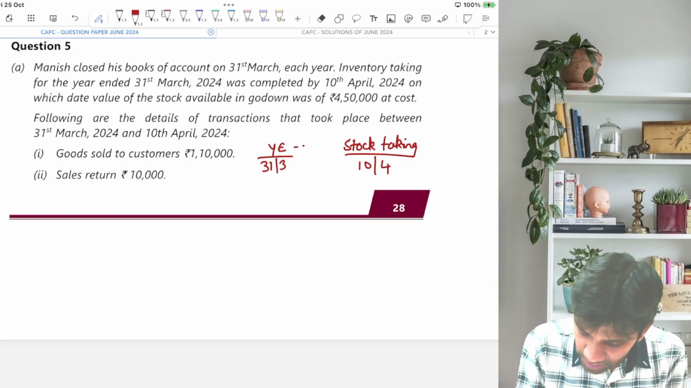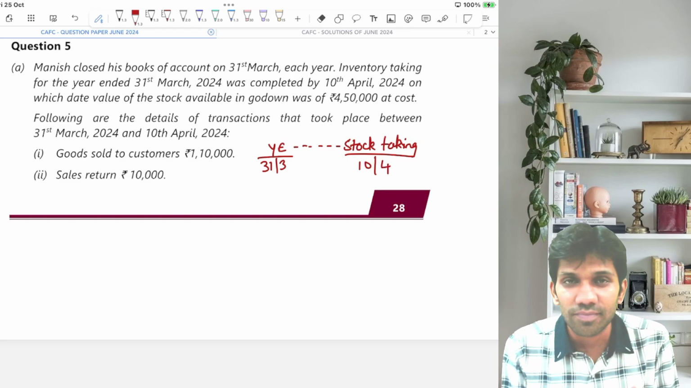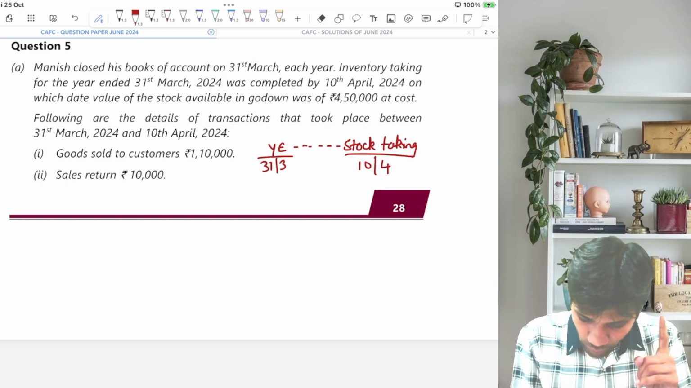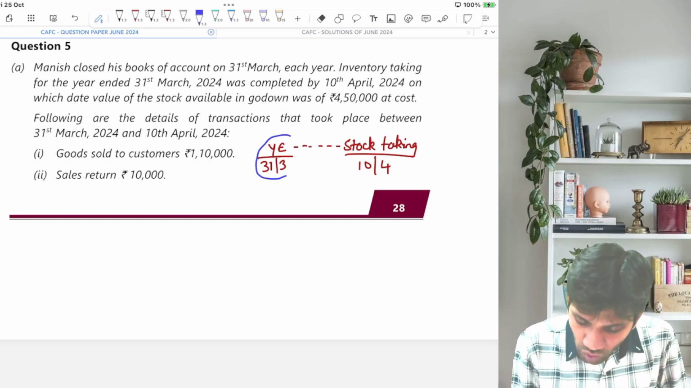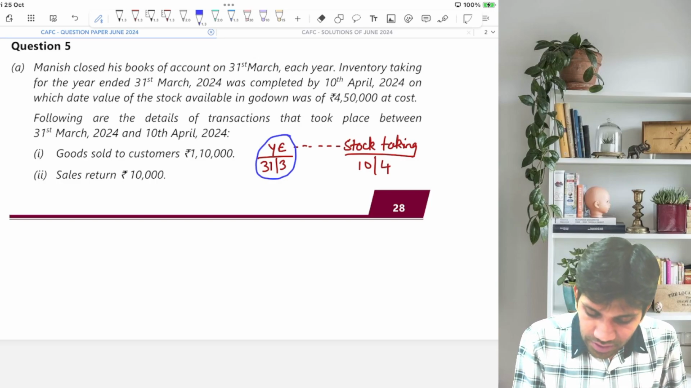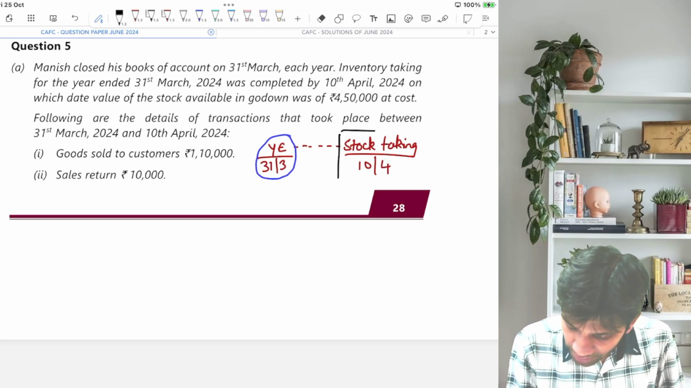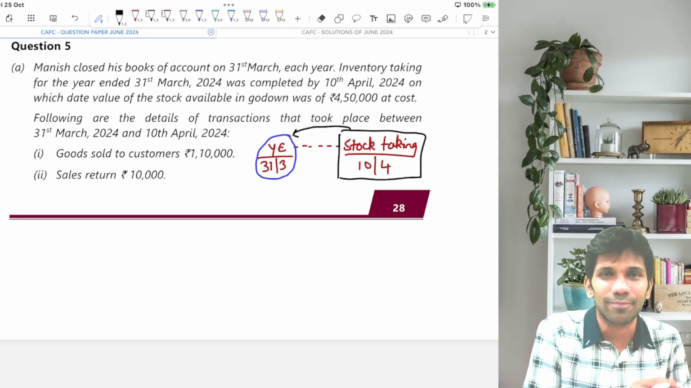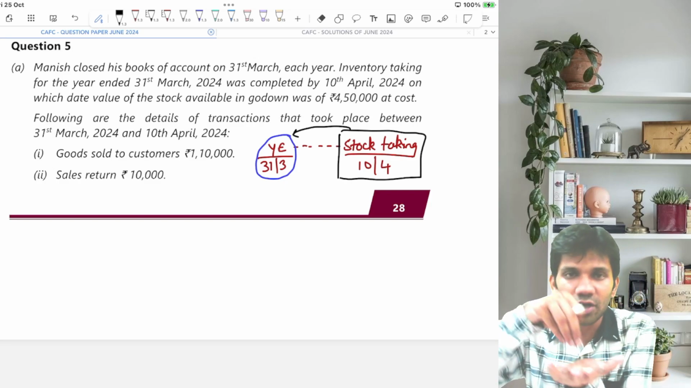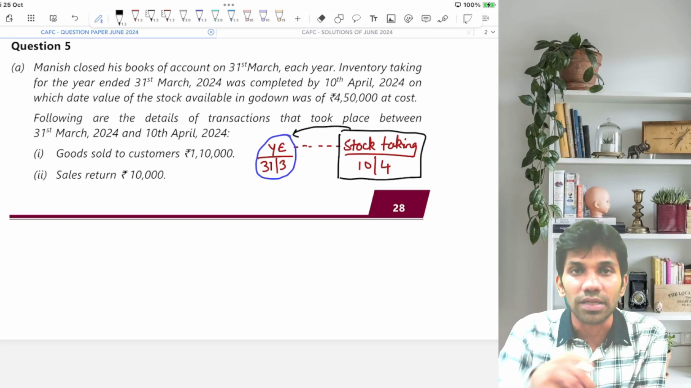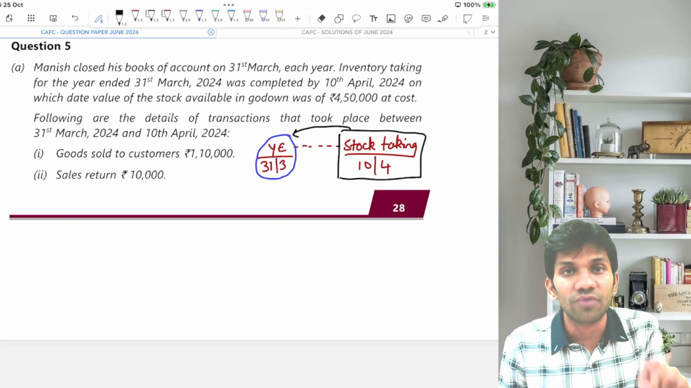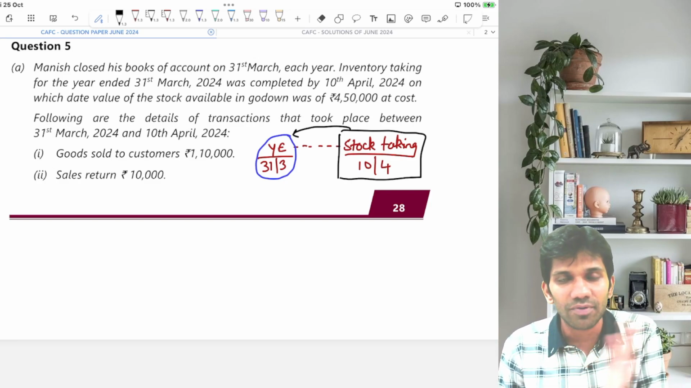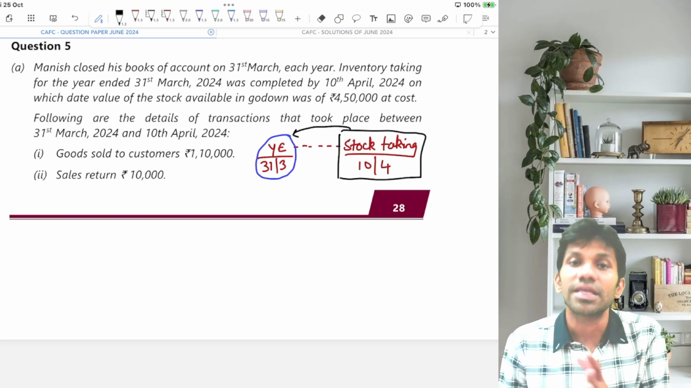In between these 10 days, whatever transactions the businessman has done, transactions meaning purchase and sale. We are supposed to calculate stock on 31st March, but he has calculated the stock on 10th April. So we need to go back to 31st March from 10th April. Guys, concentrate. We are standing on 10th April. We have counted stock on 10th April. We need to show the closing stock as on 31st March, that is the year ending on which books of account are closed. So whatever transactions happened between 1st April and 10th April need to be adjusted.